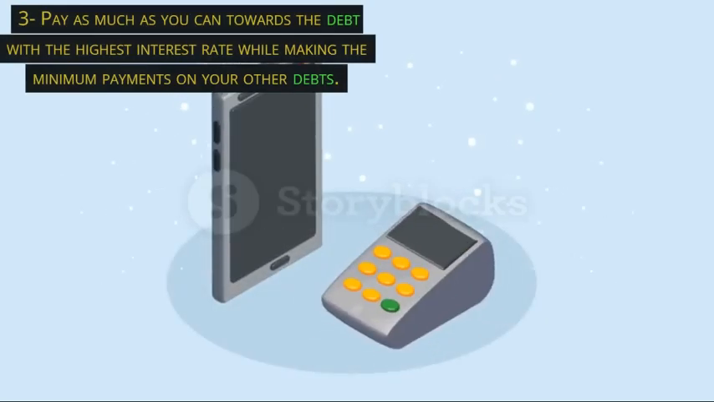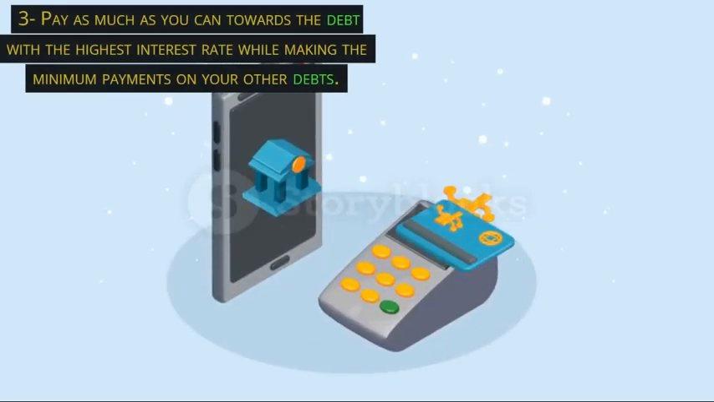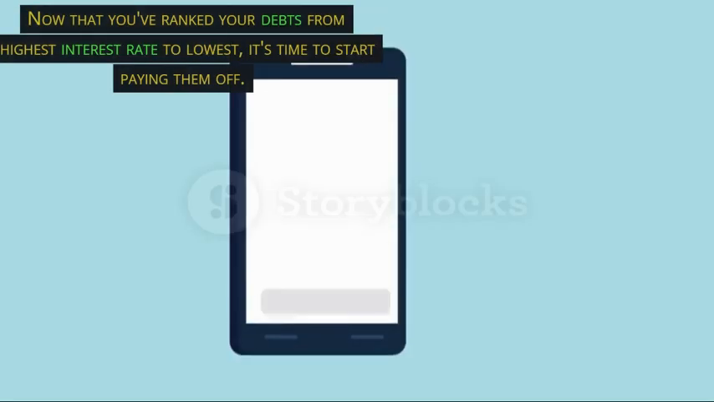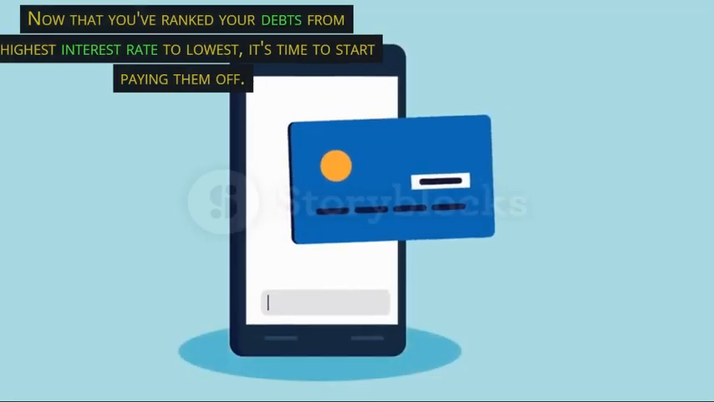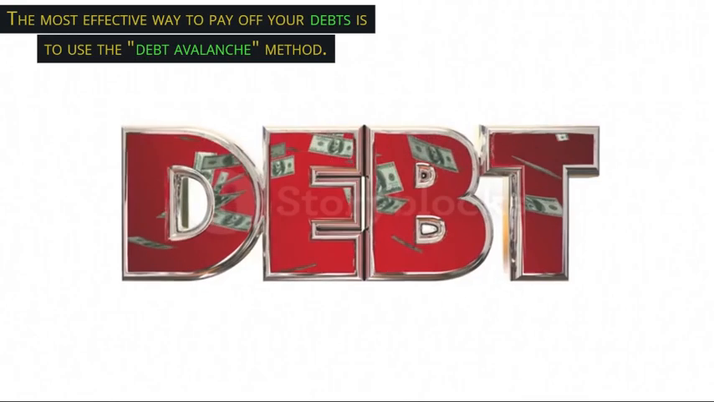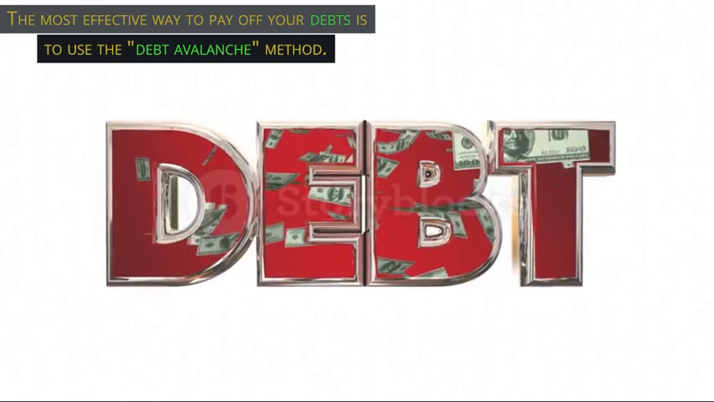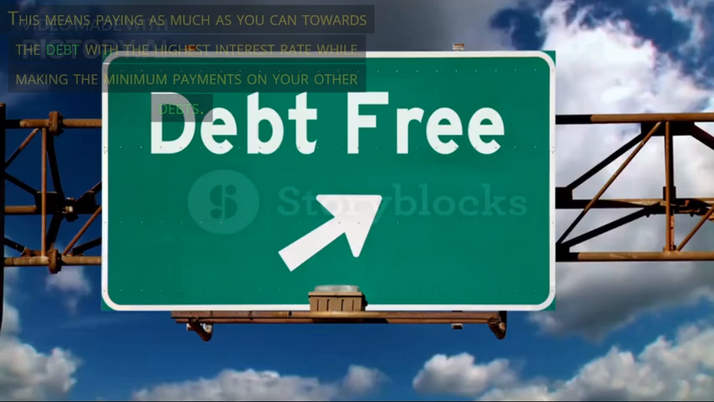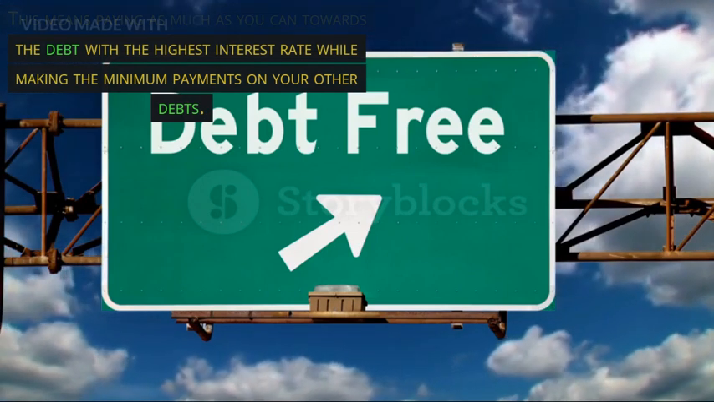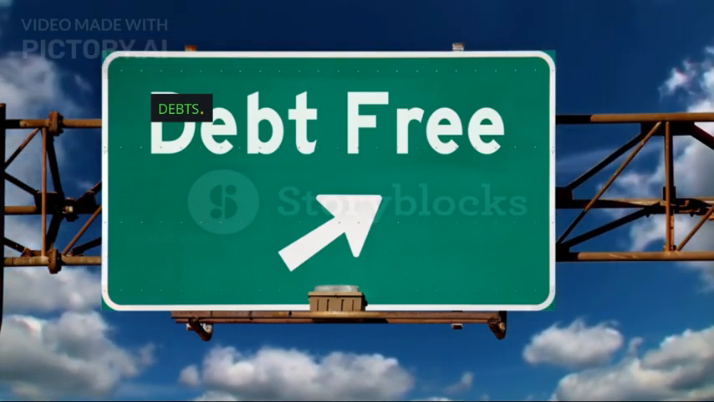3. Pay as much as you can towards the debt with the highest interest rate while making the minimum payments on your other debts. Now that you've ranked your debts from highest interest rate to lowest, it's time to start paying them off. The most effective way to pay off your debts is to use the debt avalanche method. This means paying as much as you can towards the debt with the highest interest rate while making the minimum payments on your other debts.